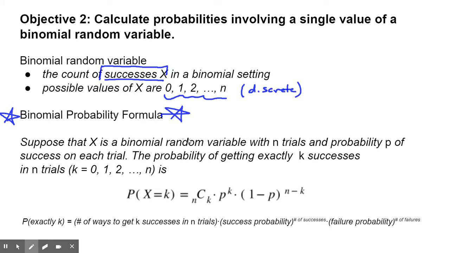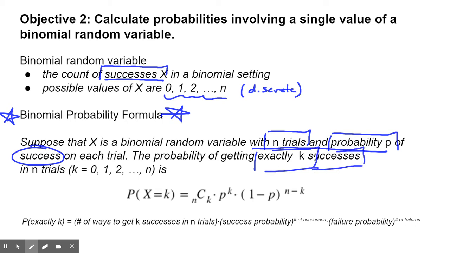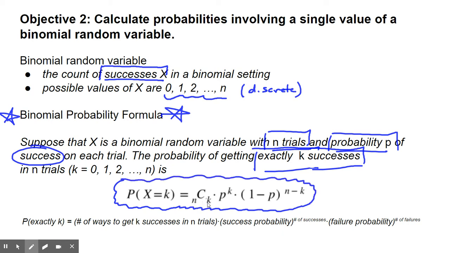It's a biggie. So again, suppose you have n trials, probability of p for a success. If we want to get exactly k successes, then here is our fun formula. So the probability of our random variable equaling k is equal to n choose k times p to the k times 1 minus p to the n minus k. Oh my goodness, what is that?